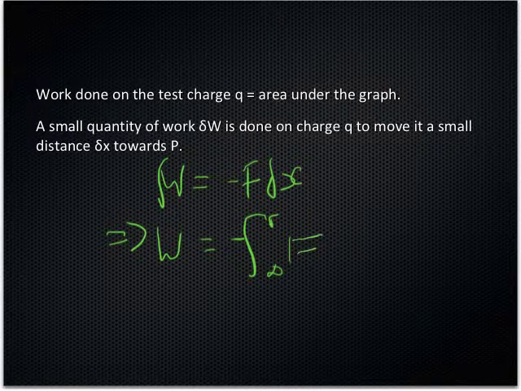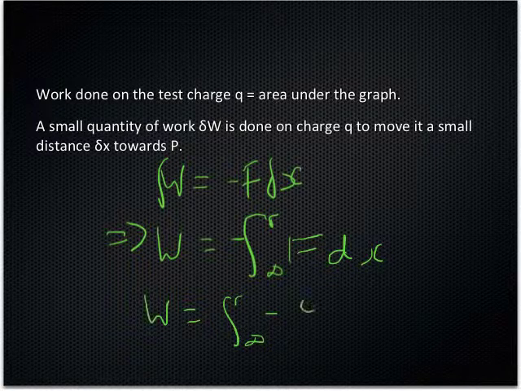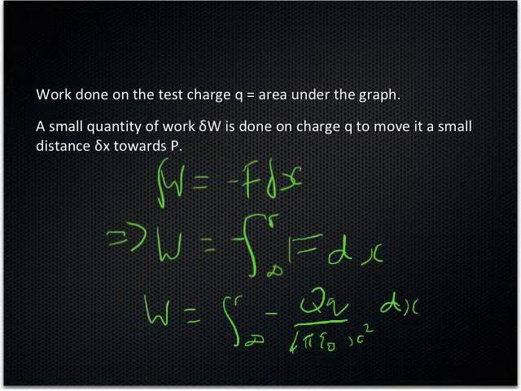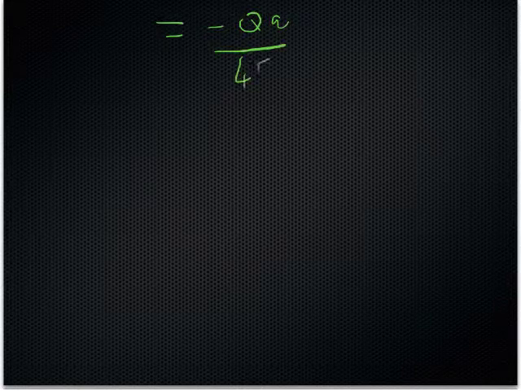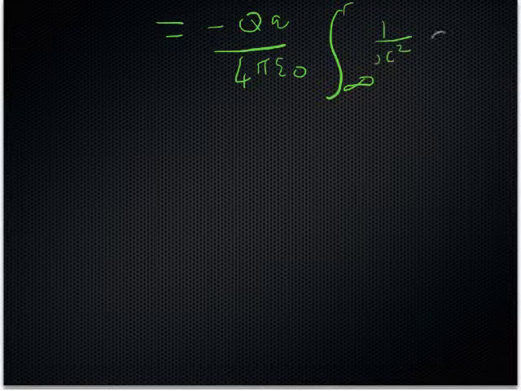So we've got F dx, putting in some formulas: Qq over 4 pi epsilon naught x squared, and we're doing it with respect to x. Continuing, taking out the constants, 4 pi epsilon naught, and leaving in the x terms behind, and then doing the integration.